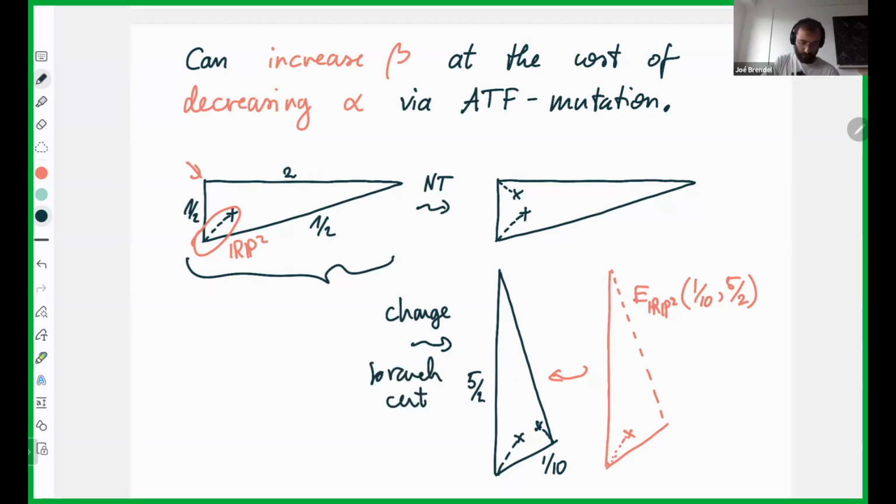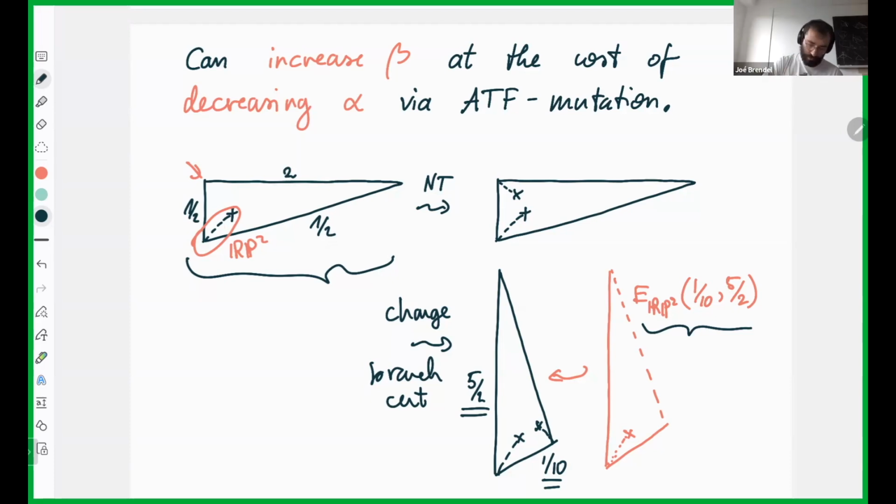And the answer is what I've drawn here. It's not up to scale. It would look much more extreme in some sense. It's a triangle which has side lengths 5/2 and 1/10. So we get another volume filling embedding of this RP2 ellipsoid into CP2.